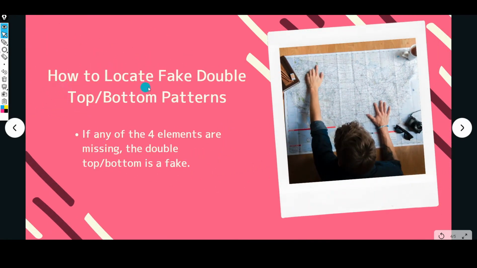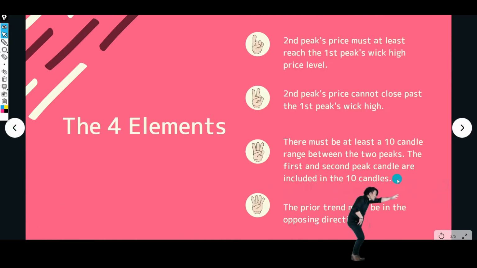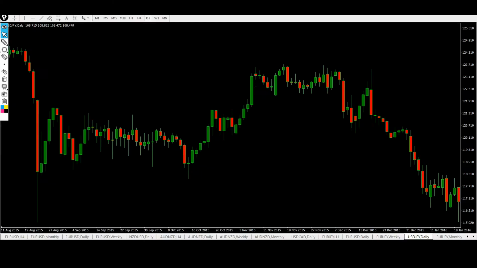Okay, how to locate fake double top and bottom patterns. Now, if any of the 4 elements are missing, the double top or bottom pattern is a fake. Okay, so let's go back to the 4 element list. Okay, so number 1, the second peak's price must at least reach the first peak's wick high price level. Alright, in this next demonstration, we'll be using this double top right here.